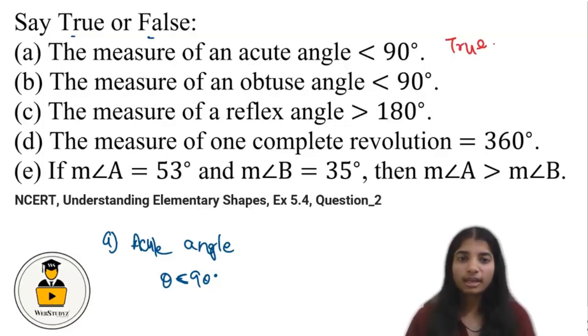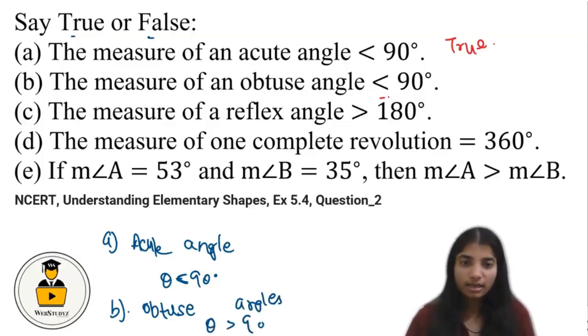Now let's move to the second. The measure of obtuse angle is less than 90 degree. So from here, now let's consider the obtuse angle. Obtuse angles are those angles whose theta measure is greater than 90 degree. But here in this question we are given that the measure of an obtuse angle is less than 90 degree. So we can say that this is a false statement.